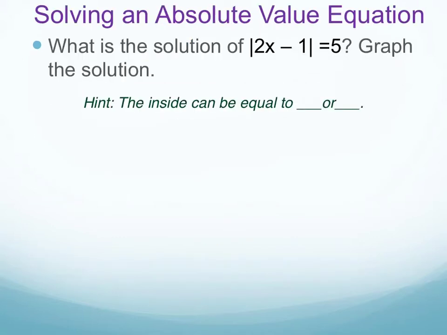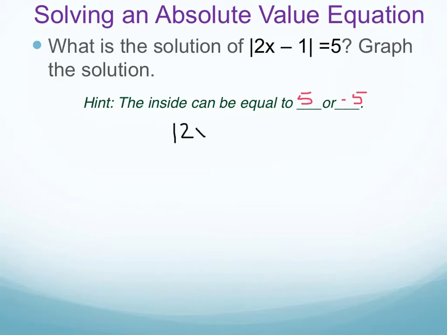Alright, so this equation has a little bit more going on. We have the absolute value of 2x minus 1 equals 5. So remember, that means that whatever's inside the absolute value has to equal 5, or whatever's in the absolute value has to equal negative 5. So in order to solve this, we're going to set up two mini equations.